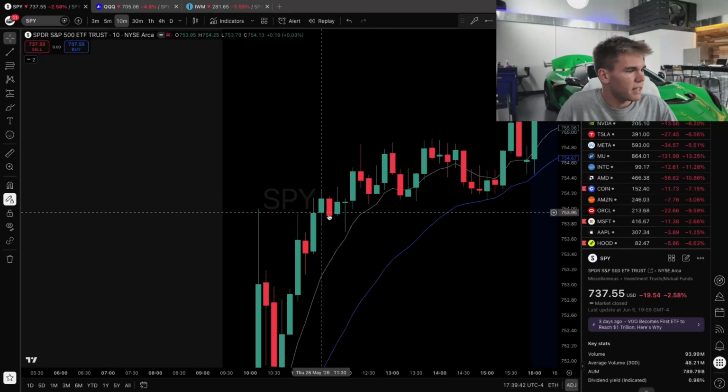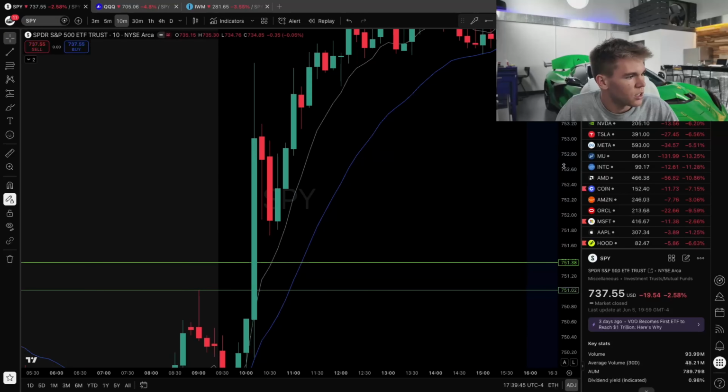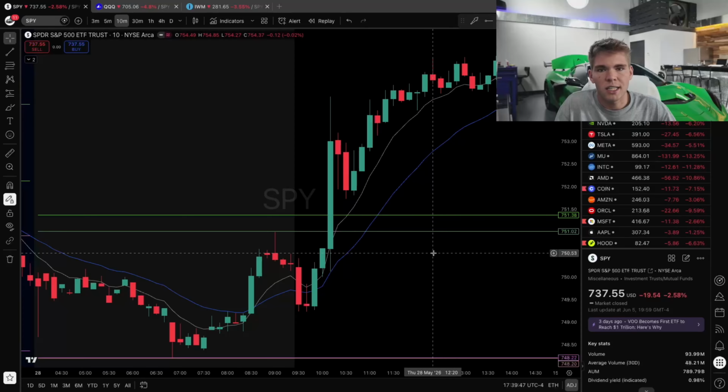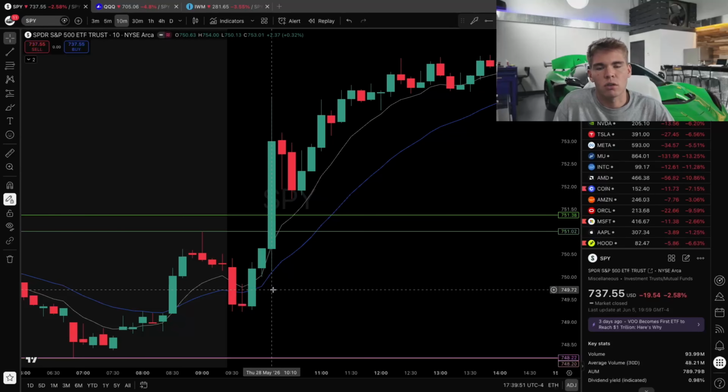So that is basically everything for the strategy. You just got to watch for when the 8 and 20 EMA cross in pre-market to see which way it's going. Then you got to wait for that confirmation with a 10-minute candle close above the 8 EMA and enter on the retest to that zone.